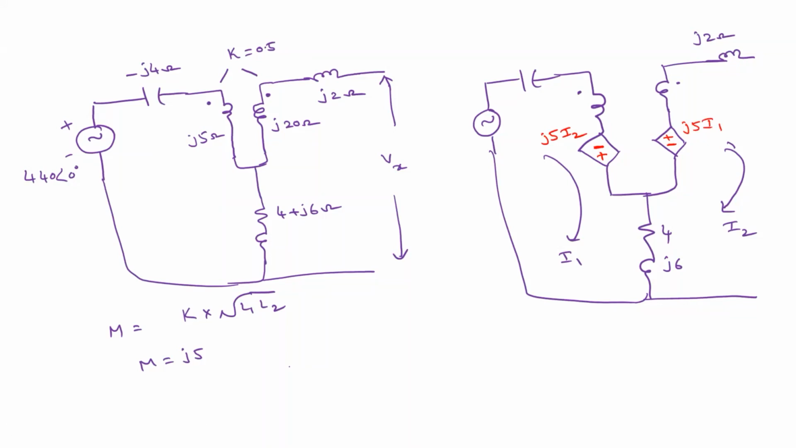Clear? So now, what is this value? The rest of the things are J4 ohm, and this is 440 at an angle 0, this is plus minus, and this is J5 ohm, and this is J20 ohm. So now how to calculate? What is the next step? KVL. So apply KVL.